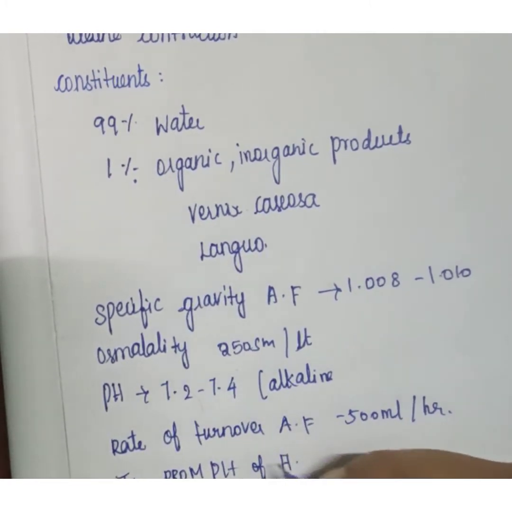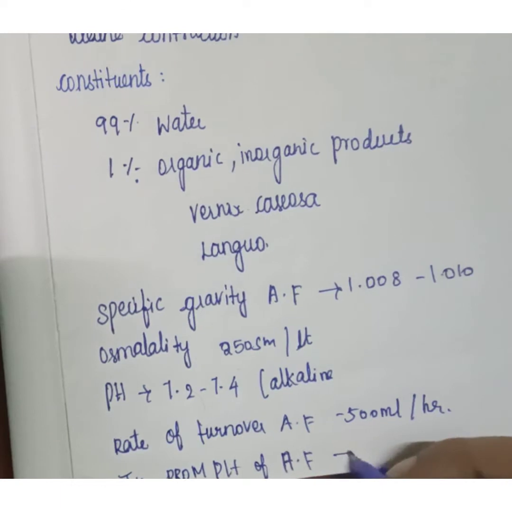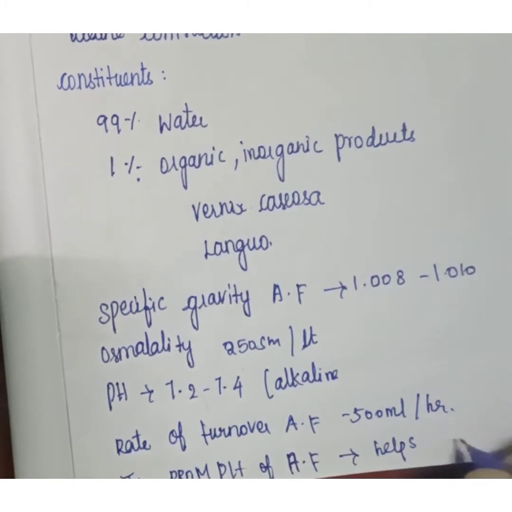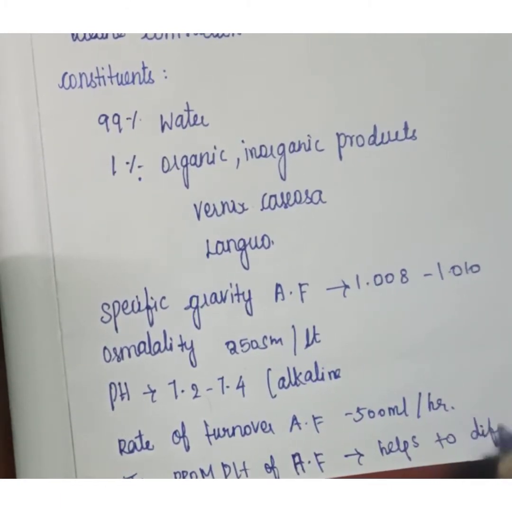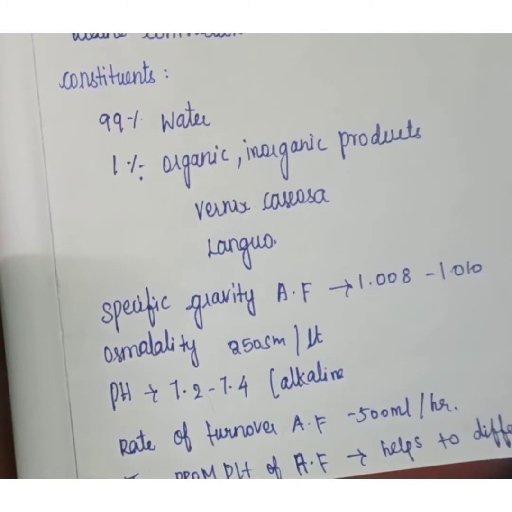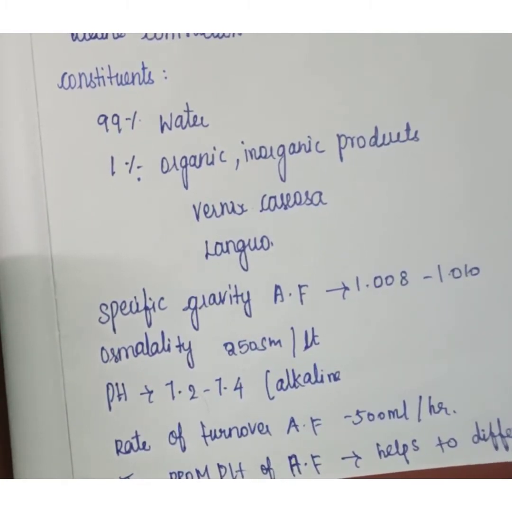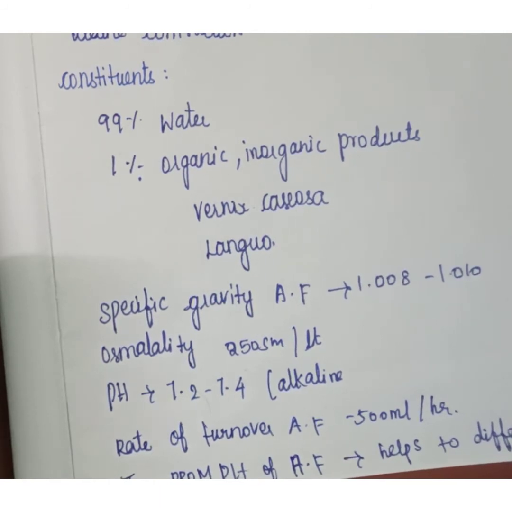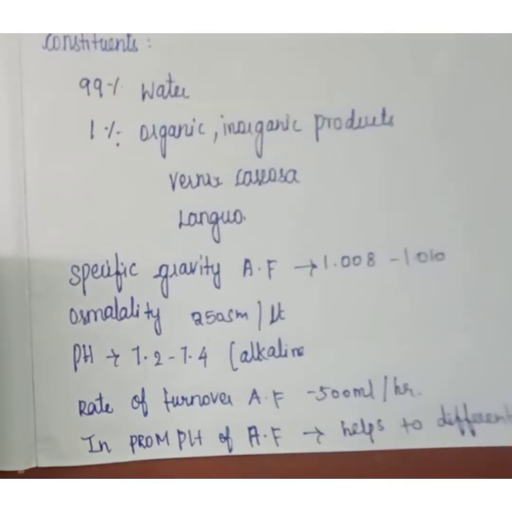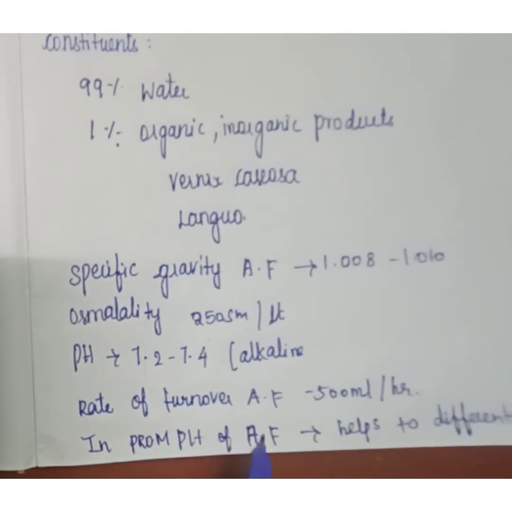In premature rupture of membrane, the pH of amniotic fluid helps to differentiate it from vaginal discharge.